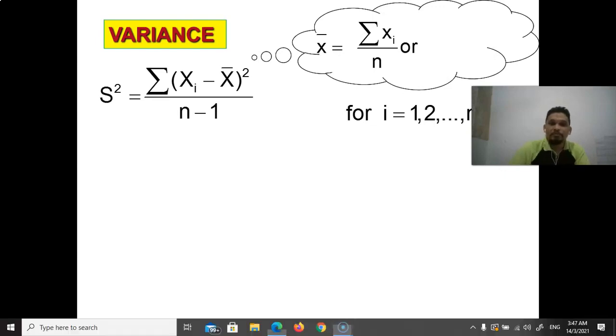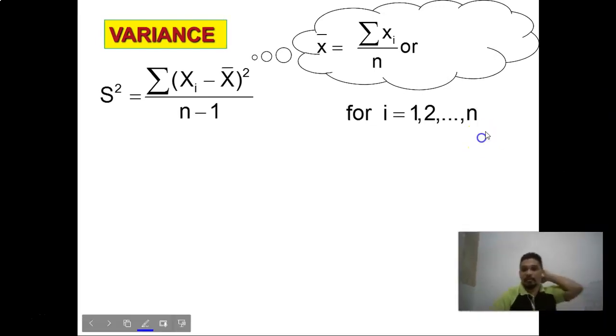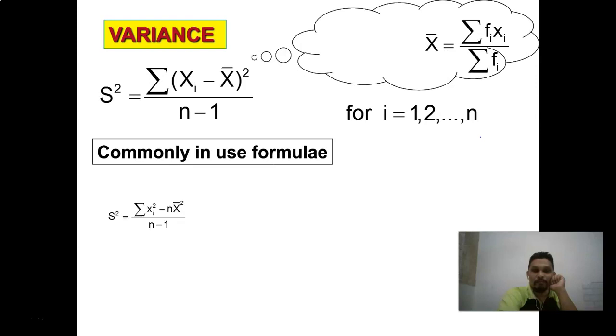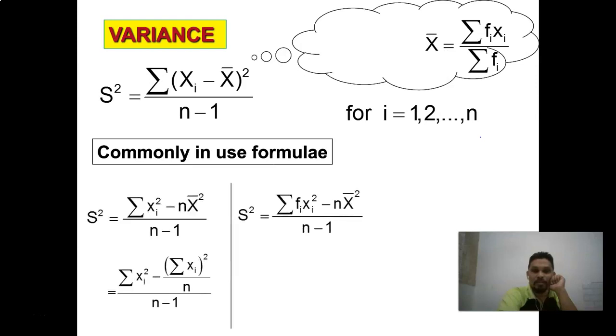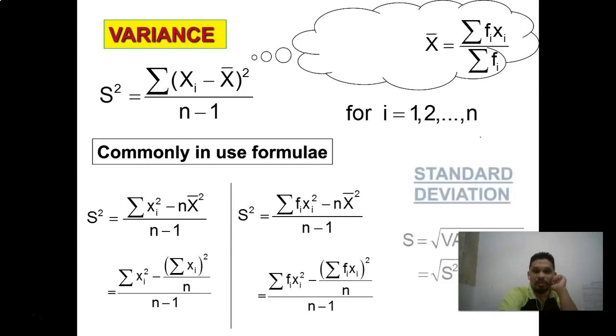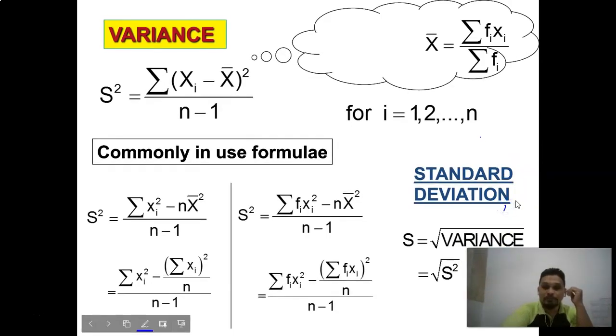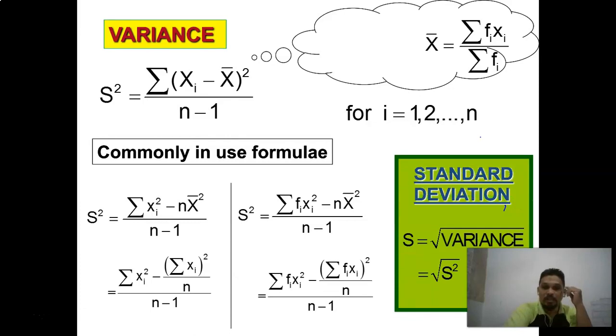So then the variance is the summation of xi minus x bar, the average or mean, squared, divided by n minus 1. We're not going to discuss all this formula one by one, so we are just going to recall it, focusing on the solution. And standard deviation equals the square root of variance.